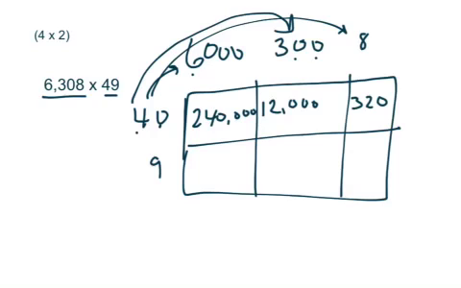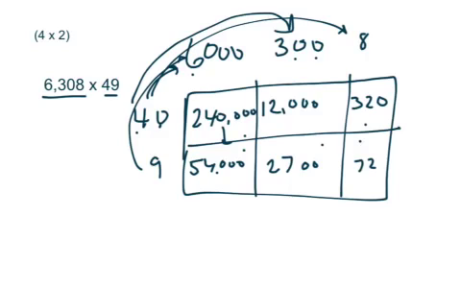Alright, now we're going to go down to the 9. 9 times 6 is 54. Add 3 zeros. 9 times 3 is 27, and 2 zeros. And then 9 times 8 is 72. Alright, now we need to add these 6 numbers together here to get our final answer. So we need to be able to line it up. We can go any order. We can do 240,000 plus 54,000.